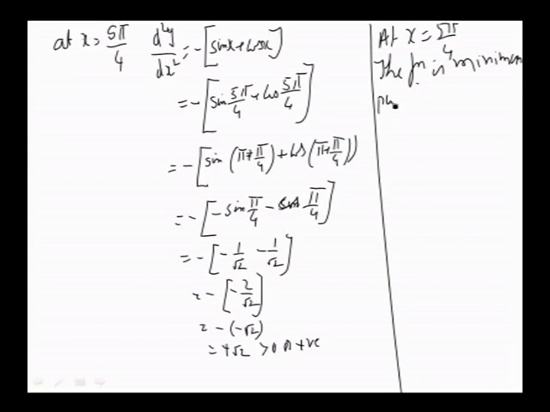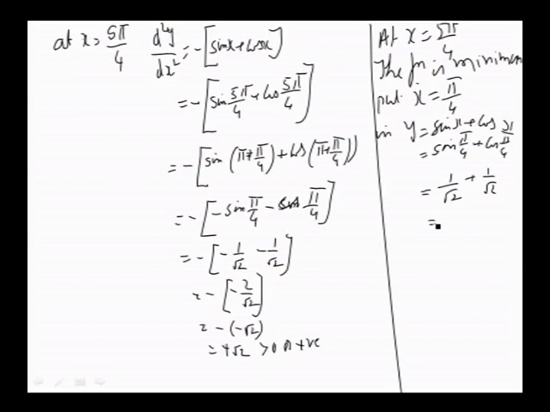Put x is equal to pi by 4 in y is equal to sin x plus cos x. So this is equal to sin pi by 4 plus cos pi by 4. So this is 1 by root 2 plus 1 by root 2. So this is equal to root 2 you will get. So this is the maximum value of y.